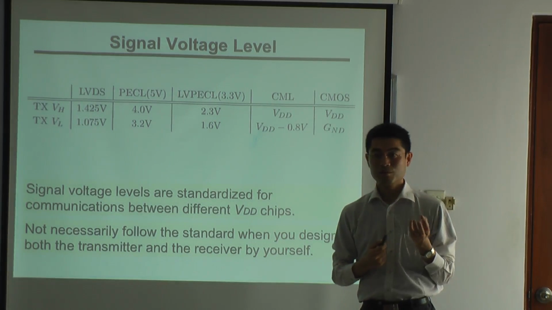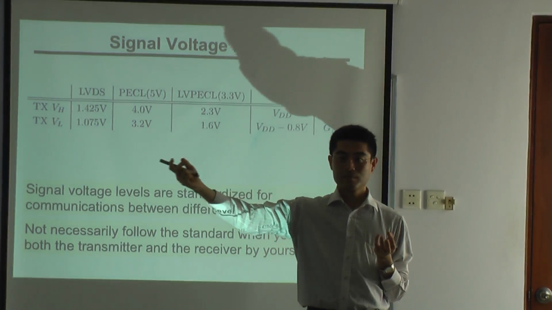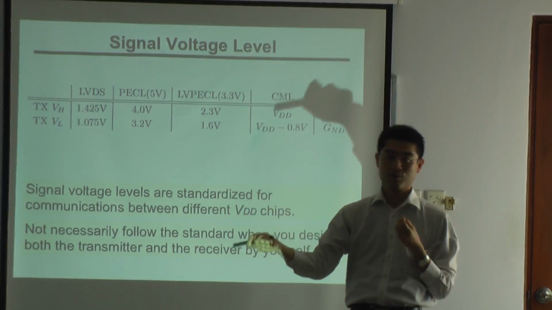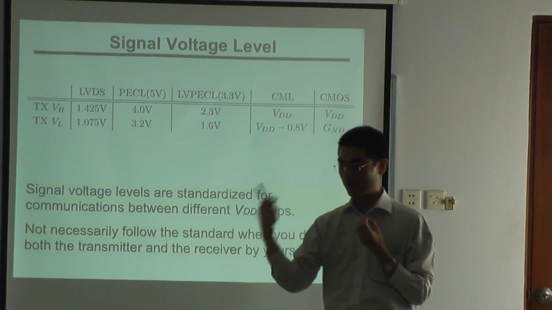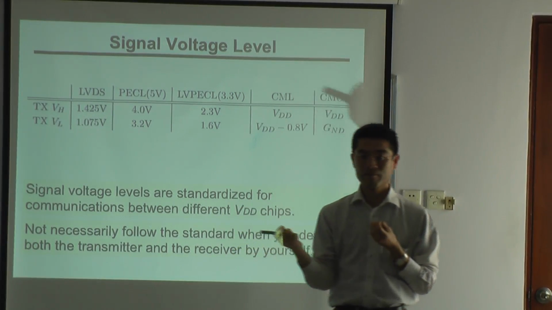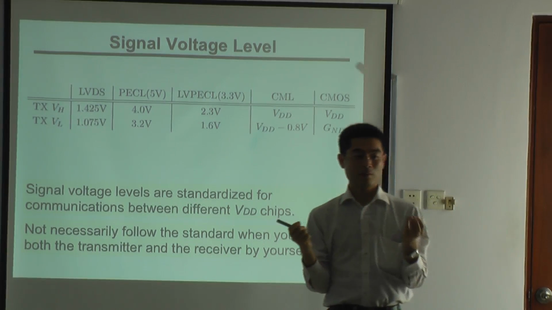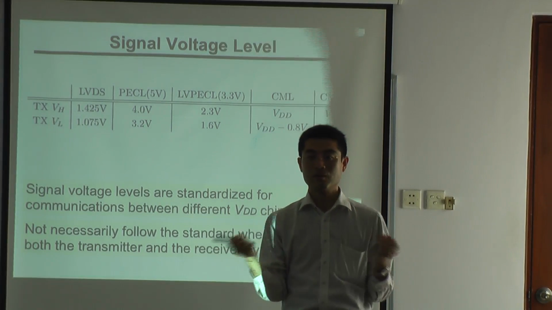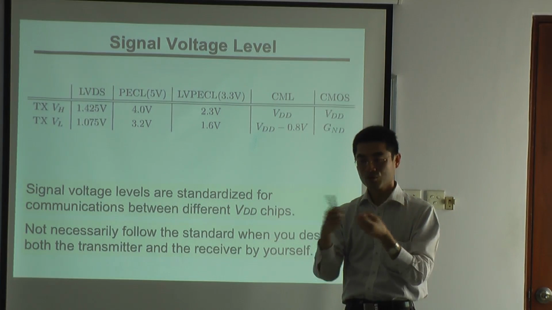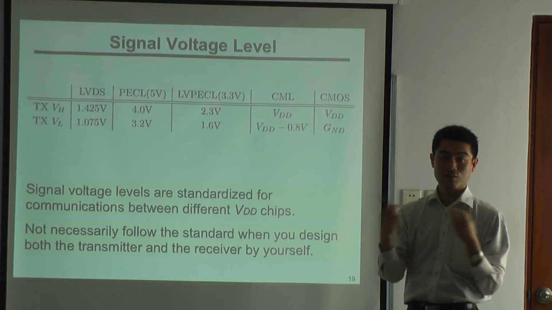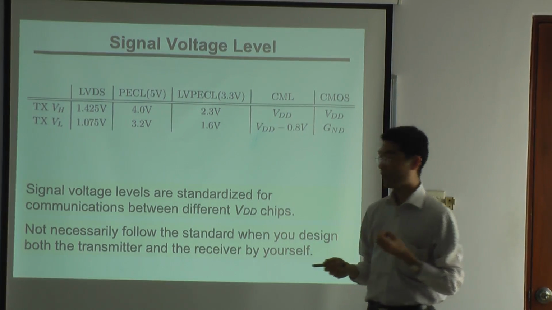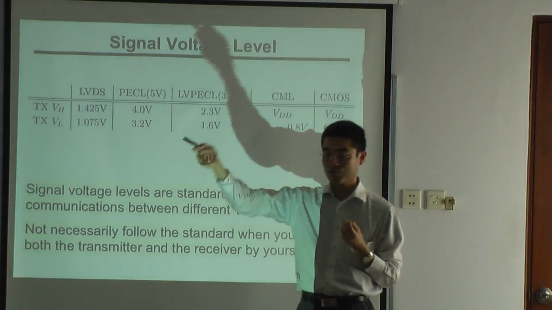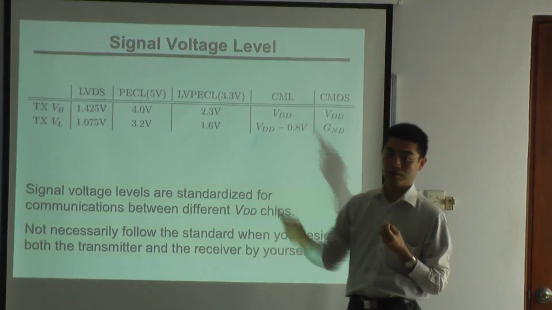So when you buy a chip and communicate with that chip, we have to talk in this chip's language. If you design both the sender side and the receiver side yourself, you can use your own language, so you can decide the high voltage and low voltage. But if you talk with other chips, you have to follow their language.